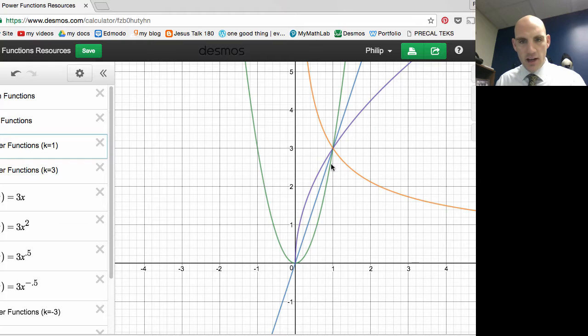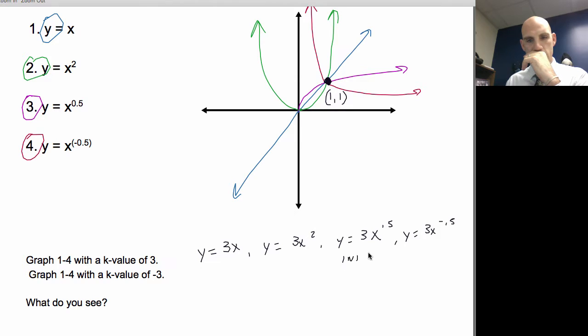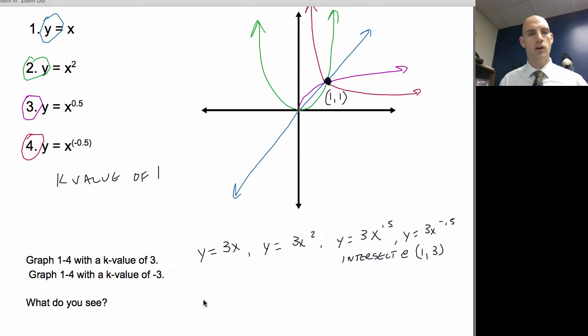I've got my x line here. I've got my square root here. I've got my parabola, and I've got my inverse function. Well, where do they intersect? They intersect at 1, 3. Okay, that's not a coincidence. So these are at 1, 1 with a k value of 1. These intersect at 1, 3 with a k value of 3.